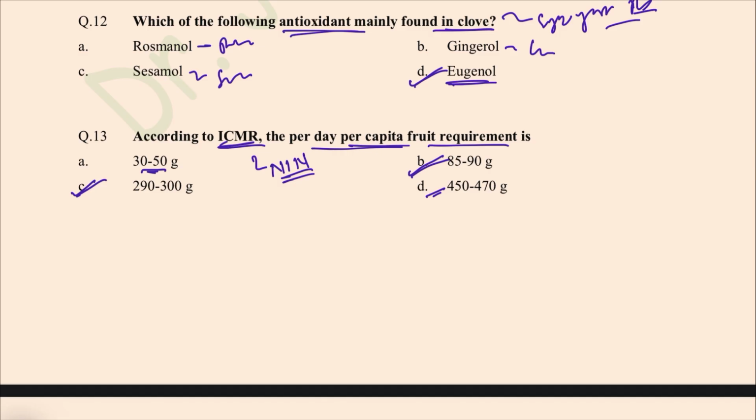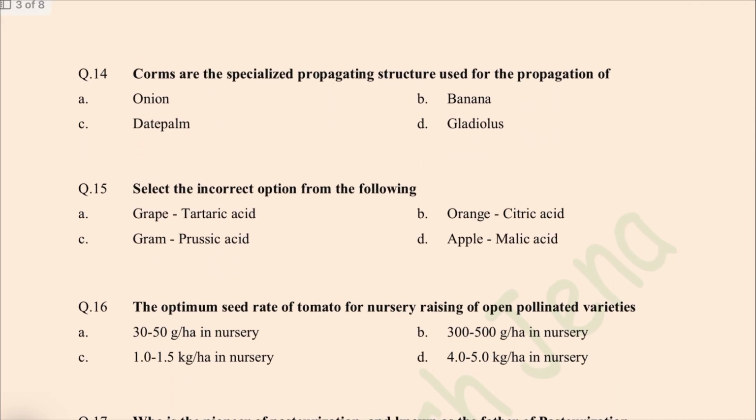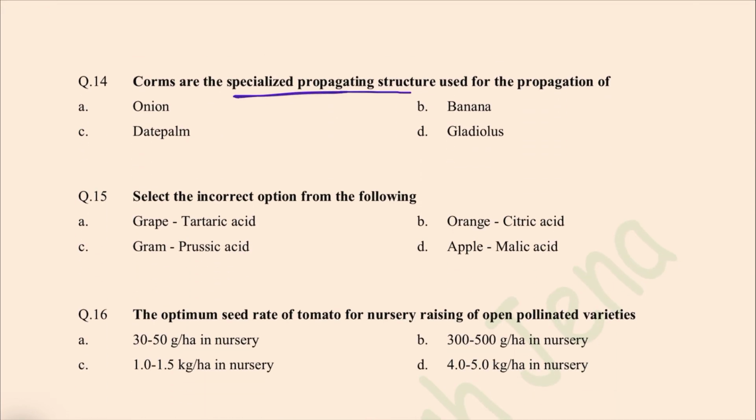Next question: corms are specialized propagating structures used for the propagation of gladiolus. Corms are short, vertical, solid underground plant stems that act as storage organs for propagation. They are botanically distinct from bulbs like onion and true tubers like potato. Gladiolus and colocasia are classic examples of corm-propagated crops.